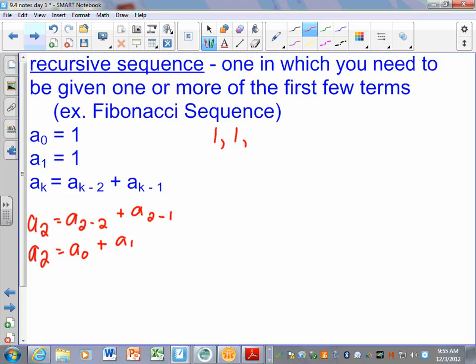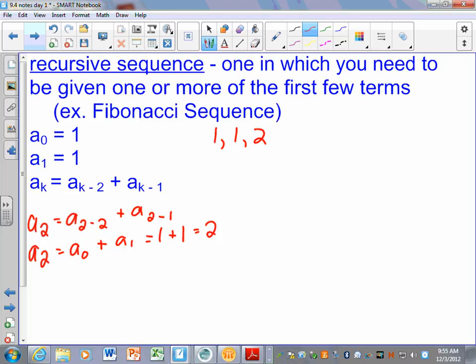So here's what a recursive sequence does. It uses the one before it, or in the Fibonacci sequence case, it uses the 2 before it. To find the next term, you have to add up the 2 before it. So I have to take a sub 0 plus a sub 1, and I get 2.